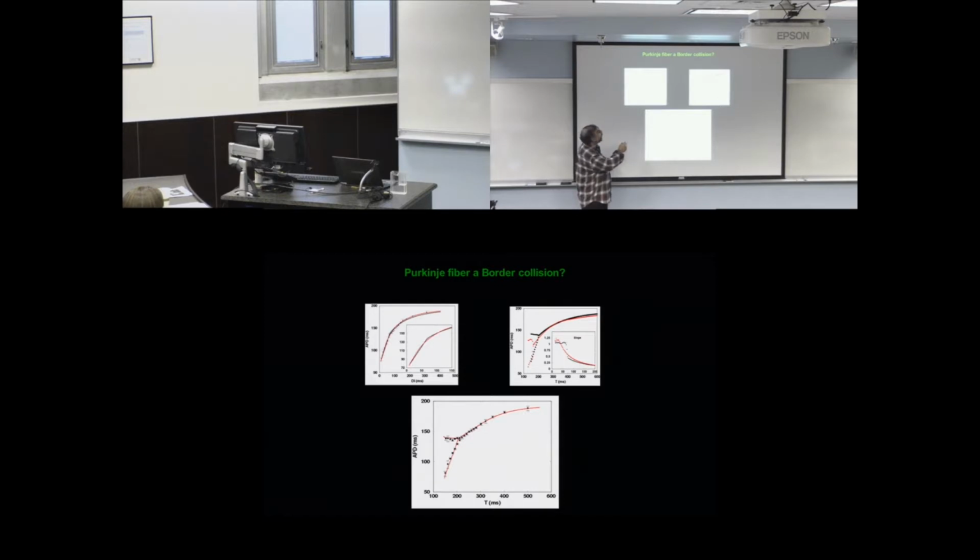A border collision is when you have a continuous curve, but the derivative is discontinuous. So it has a little kink. If you fit this data with either of the two curves, both give you the same fitting. It's a good fit. But if you do the iteration of these two curves and you get the alternans, you get two different effects.